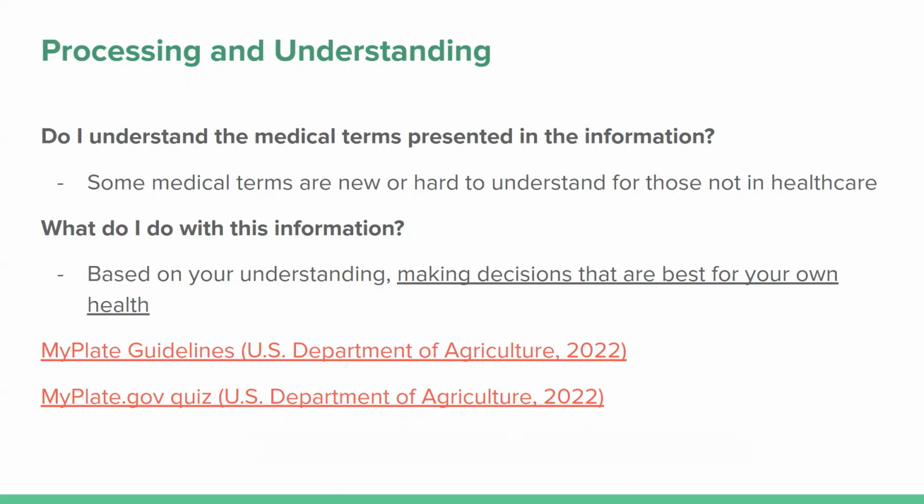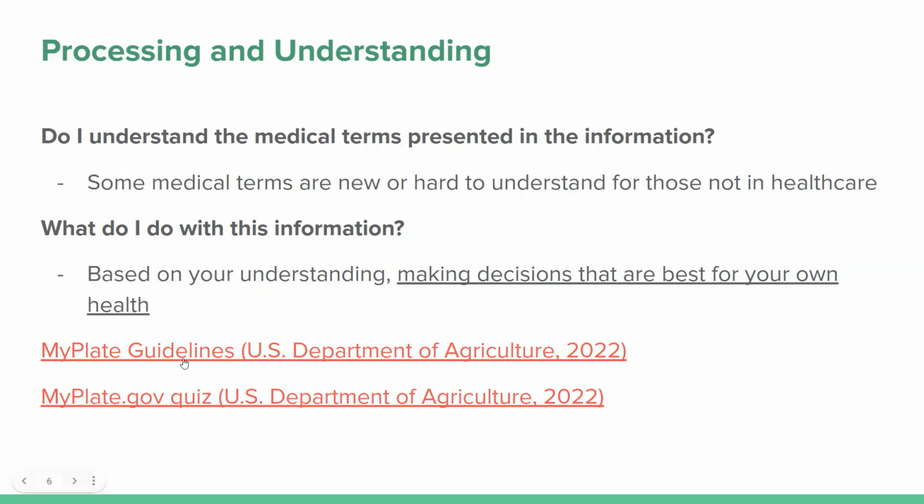So then once you understand and process this information, what do you do with it? Based on your understanding of the information that you get, you have to make a decision that is best for your own health. And that's kind of the main part of that definition as well, is making decisions that are best for you. Not everyone's decisions are going to pertain to everyone. Some people might make different decisions compared to others when it comes to their health, just because everyone is different.